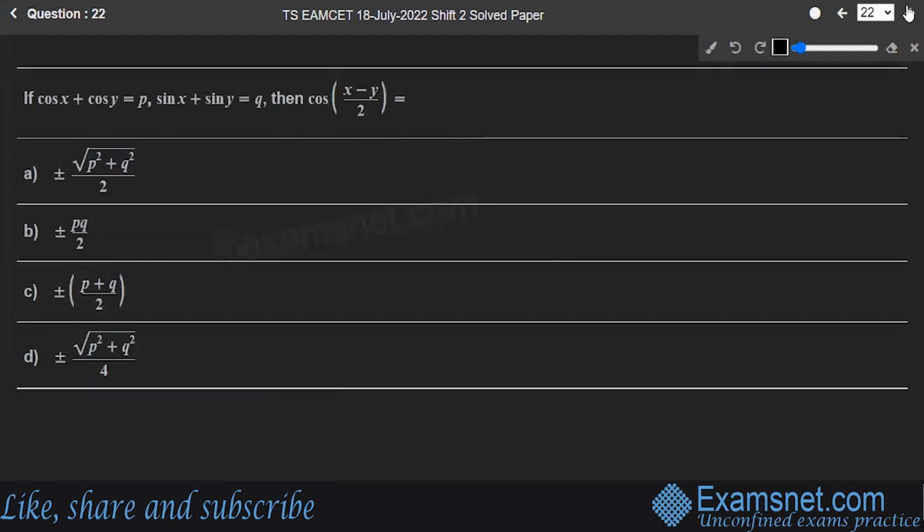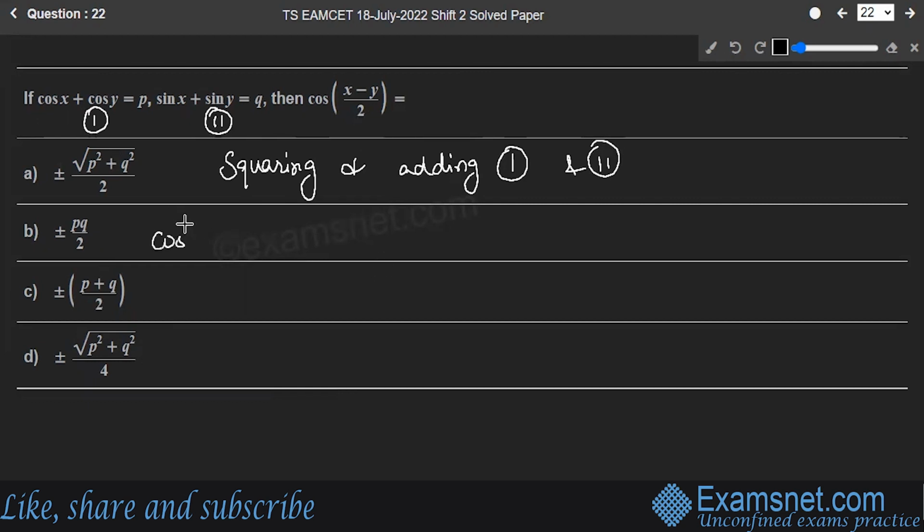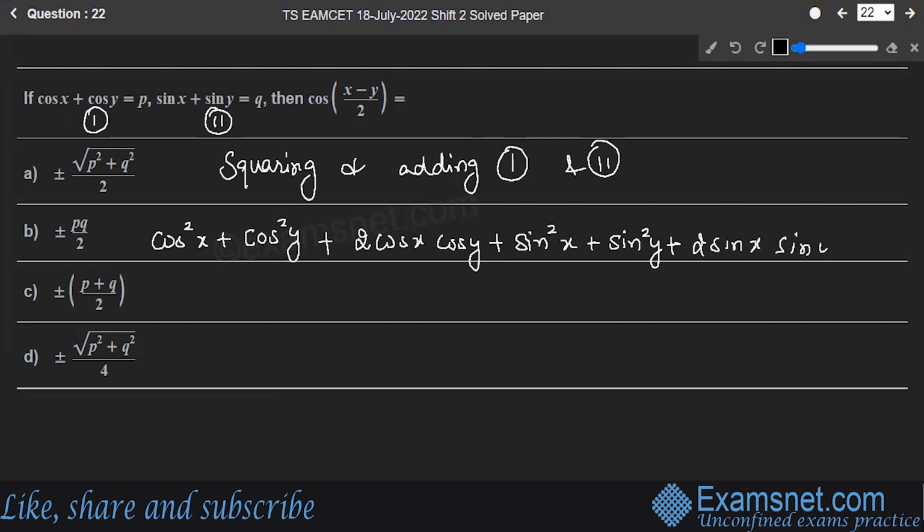cos x plus cos y is equal to p, sin x plus sin y is equal to q. Then cos of (x minus y) upon 2 is equal to? Okay, what we'll do, I'll square both of these. Let's name these 1 and 2. Squaring and adding 1 and 2, you have cos square x plus cos square y plus 2 cos x cos y plus sin square x plus sin square y plus 2 sin x sin y is equal to p square plus q square.